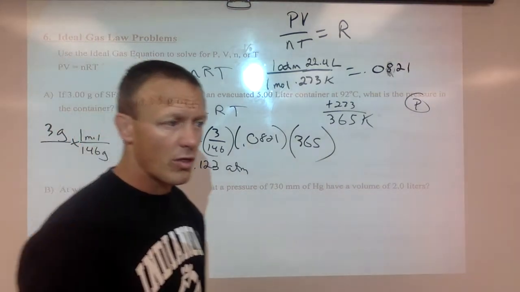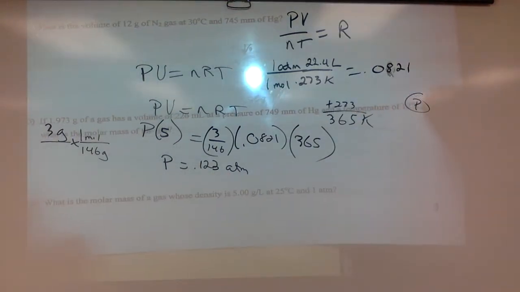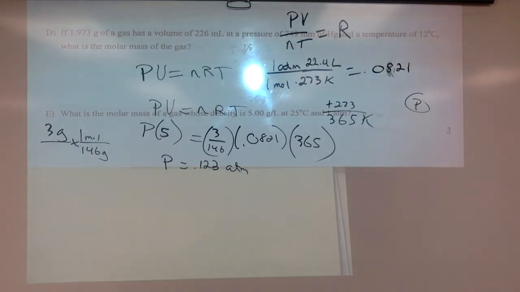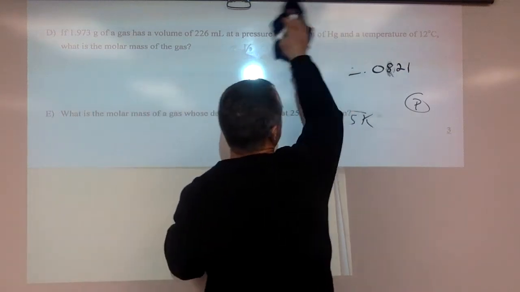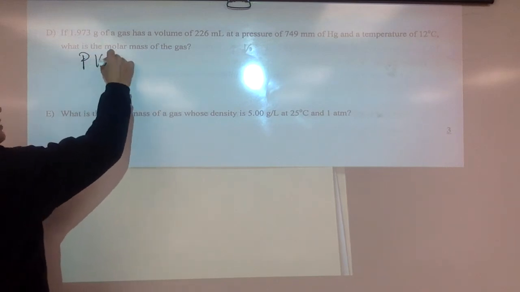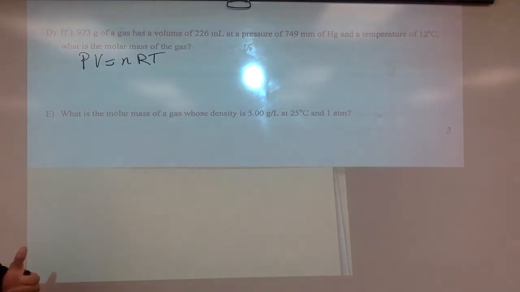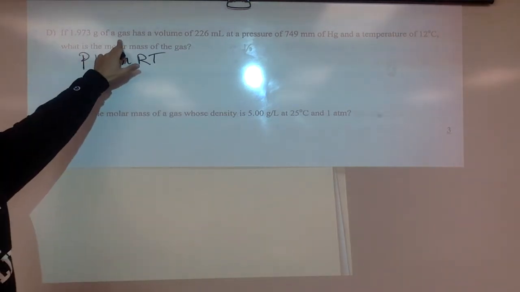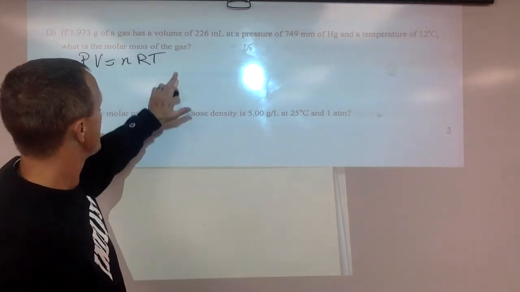I'm going to go down and do one of the ones towards the bottom. So I'm going to do letter D. PV equals nRT. Again, we use this when we're not at STP. We have different conditions, trying to figure something out. There's our grams of a gas. Notice it doesn't tell us what gas it is, so we can't get moles. We don't know what gas it is.